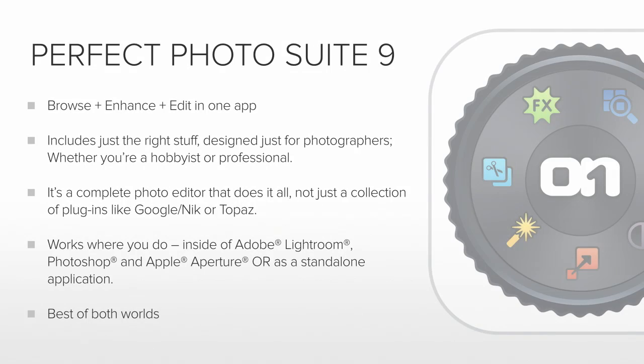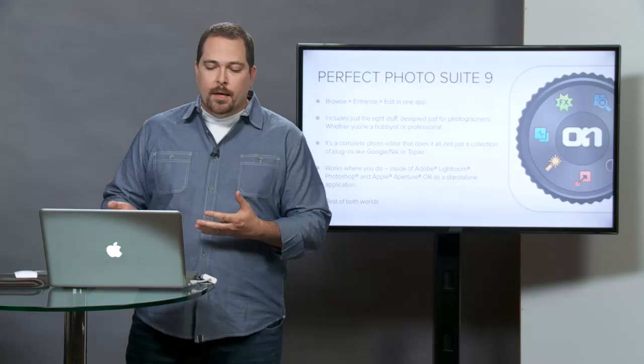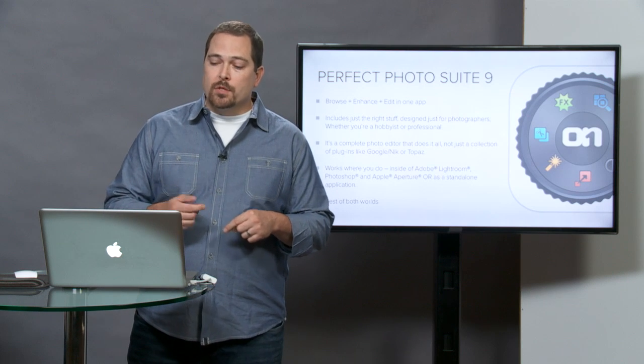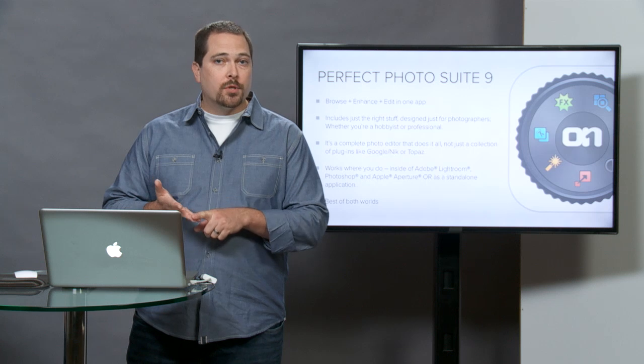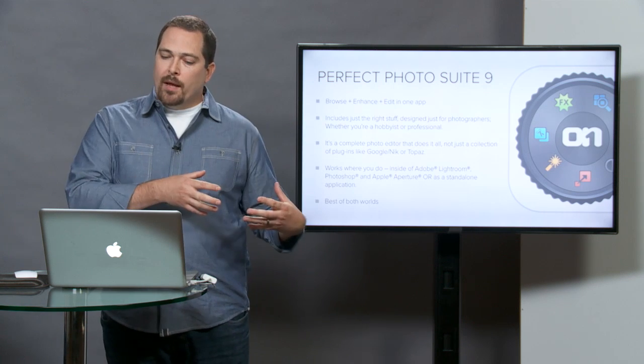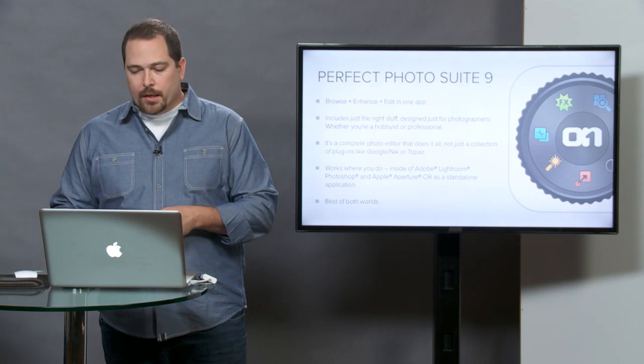onOne Software is just a small software company based down in Portland, Oregon. We've got about 35 of us down there, and our heart and soul is to make apps and software for the photographer. Now, it's a complete photo editor. That means it can do everything from soup to nuts. It's not just a collection of plugins like Google or Topaz, but it can function like a plugin. It can work inside of the applications that you care about. So if you use Photoshop or Lightroom or Aperture, it'll plug into those as well. So it's really the best of both worlds, a standalone application with the power of a plugin.